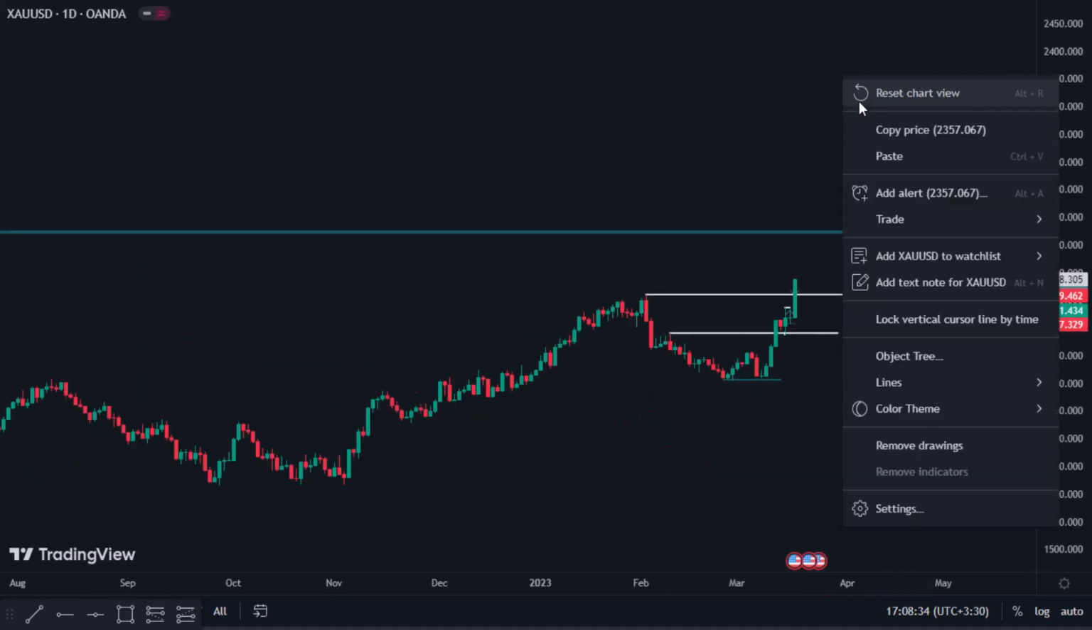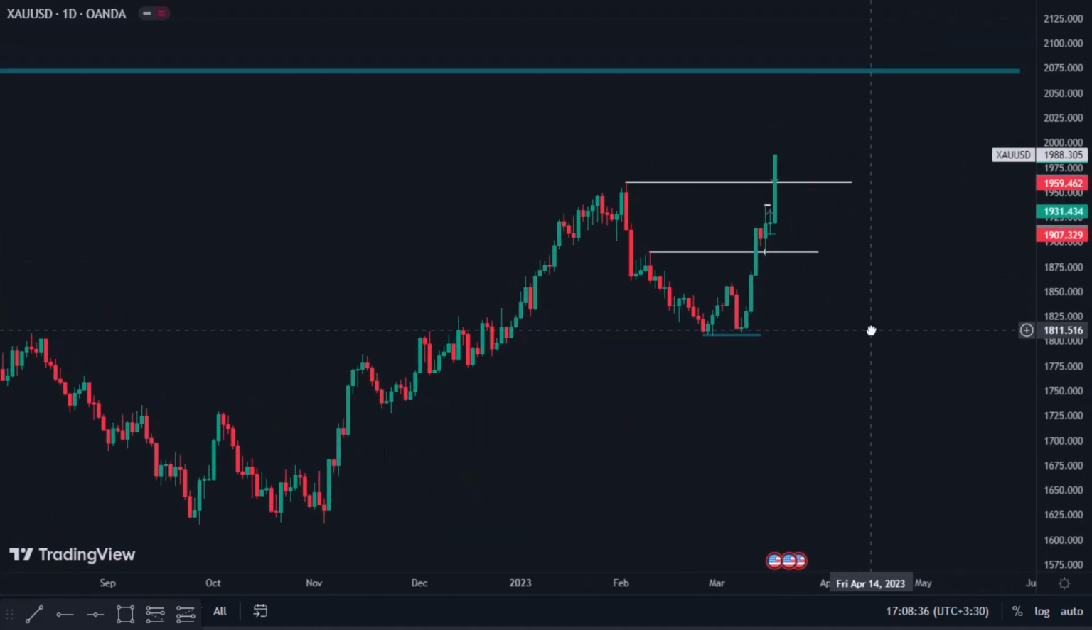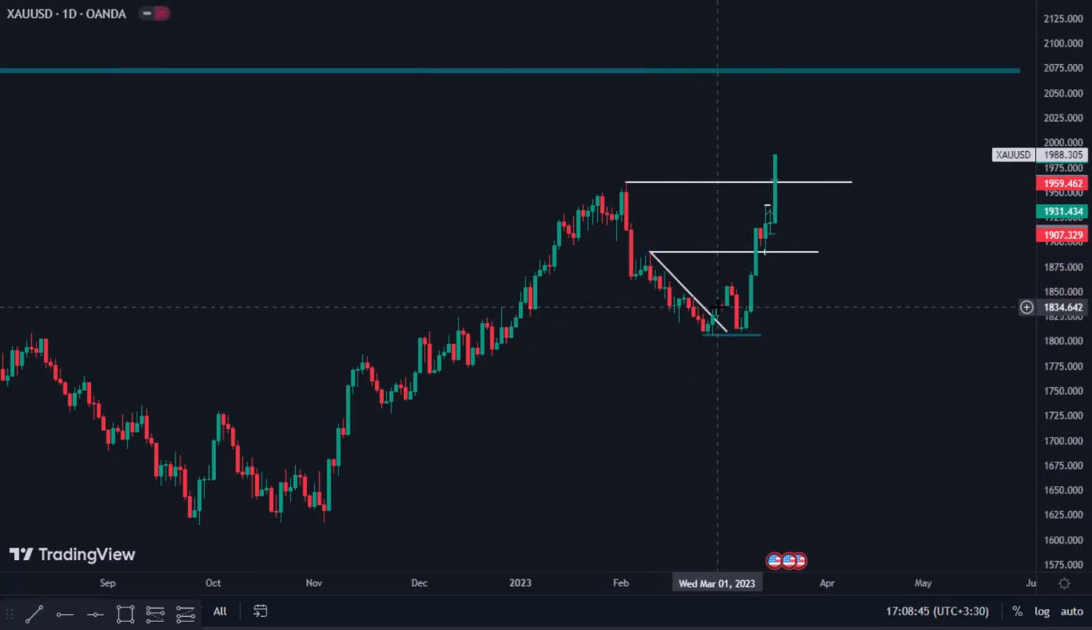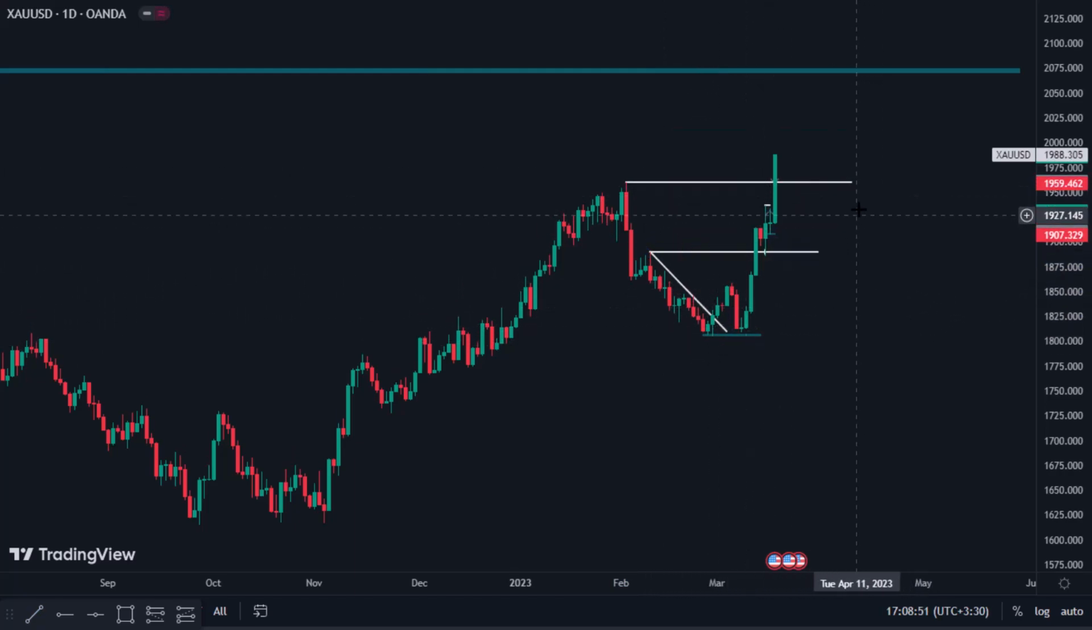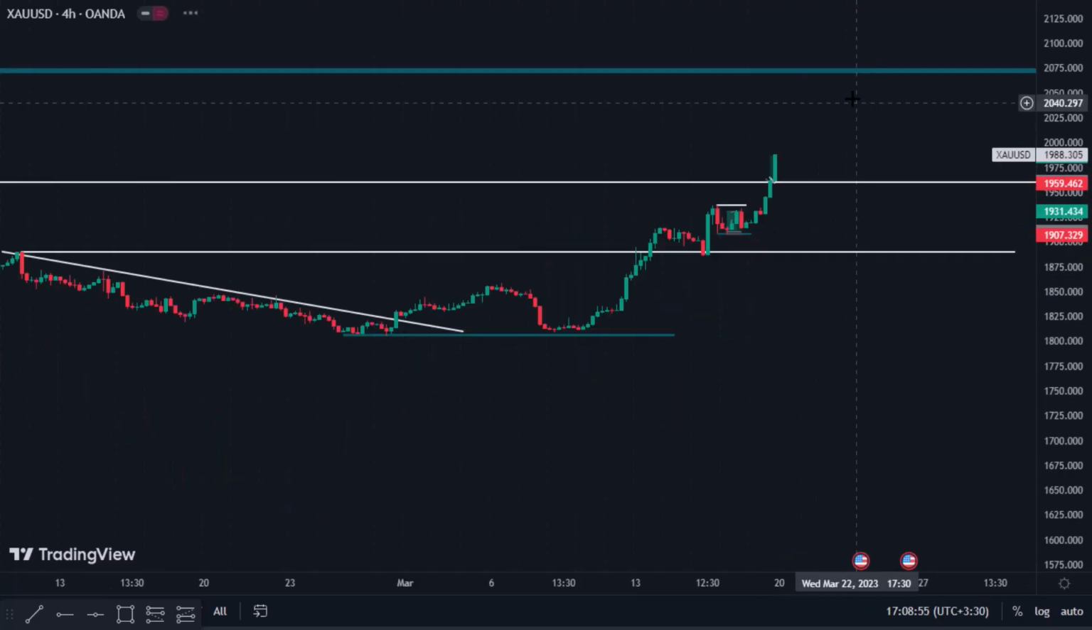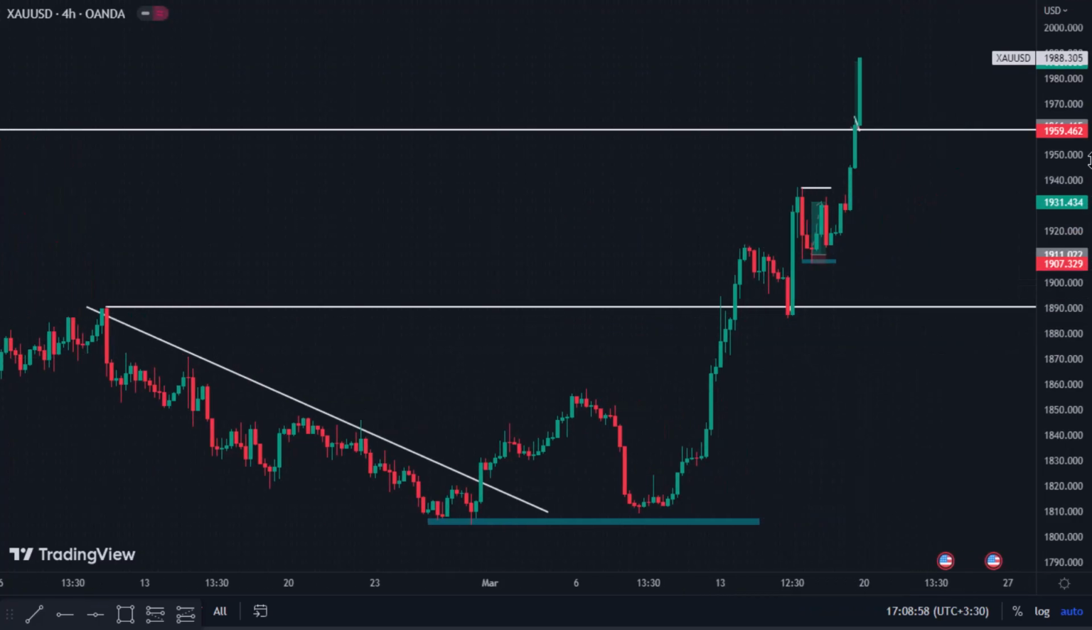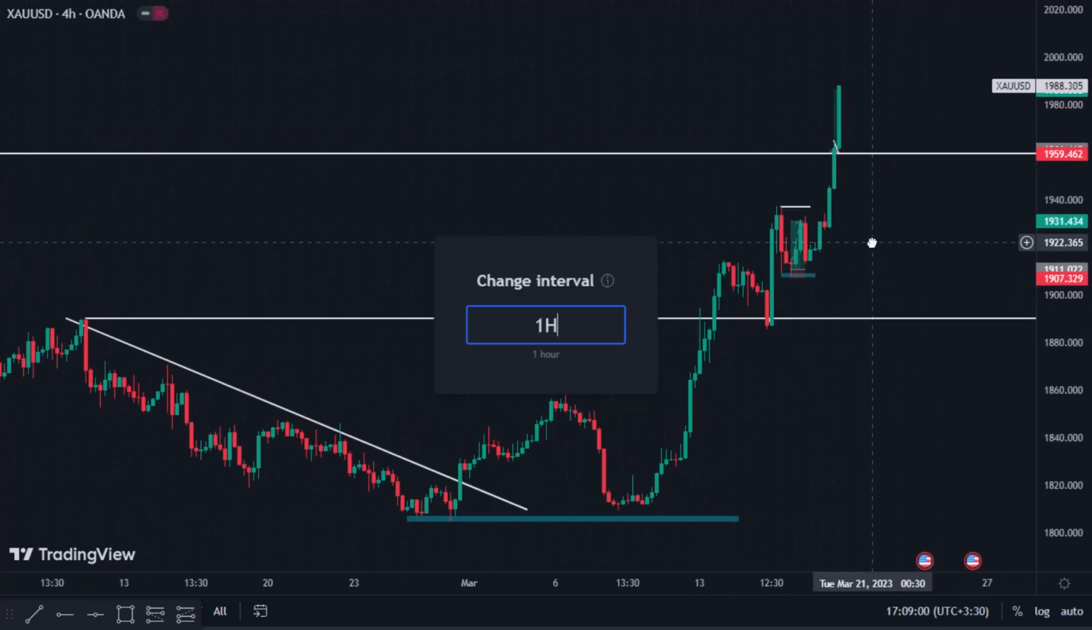If we switch to daily time frame, we can see a nice upward move started from here. We had a trend line broken here. As I told you, we can enter a buy position here, put our stop loss somewhere safe, and it gave us something more than a reward of 2 here. If we switch to 4-hour time frame, we don't have anything special on 1-hour time frame.